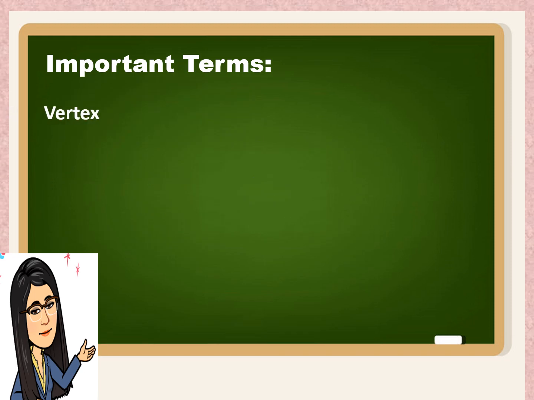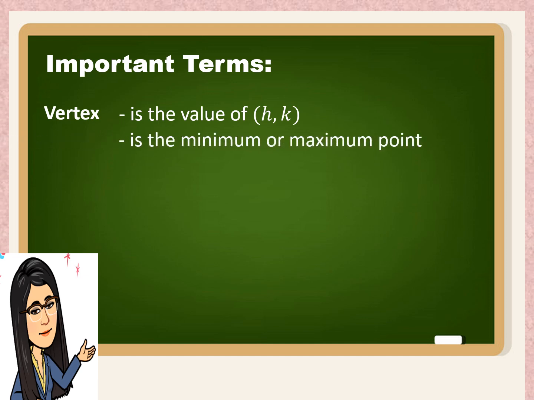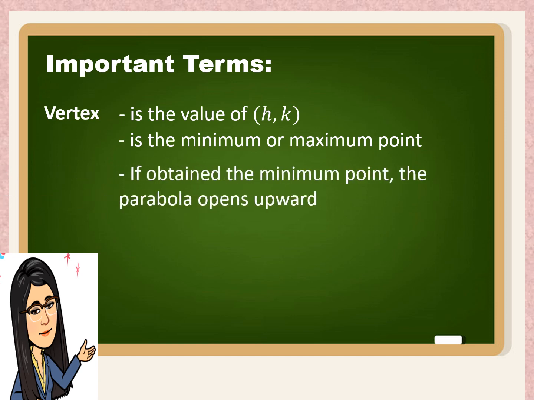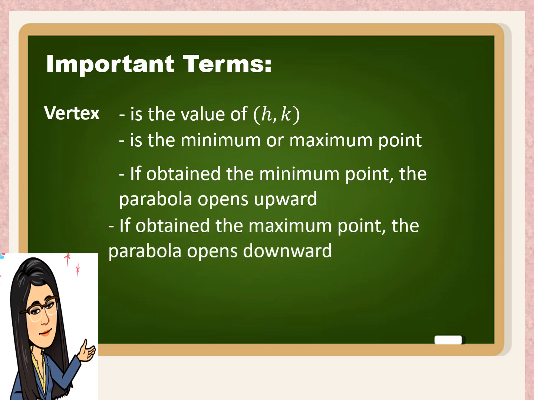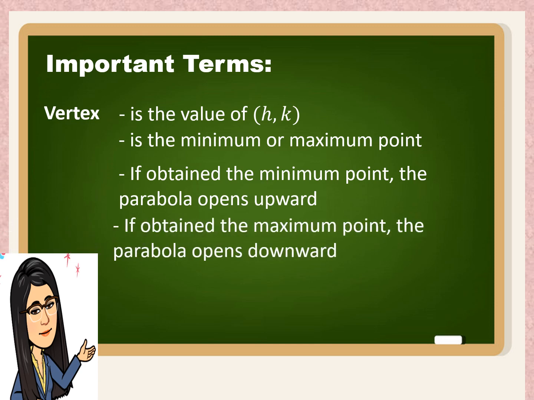Now, what is the vertex? It is the value of (h, k) in the vertex form of our quadratic function. We can describe it as the minimum or maximum point. If we have the minimum point, the parabola opens upward. In contrast, if it obtains the maximum point, the parabola opens downward.